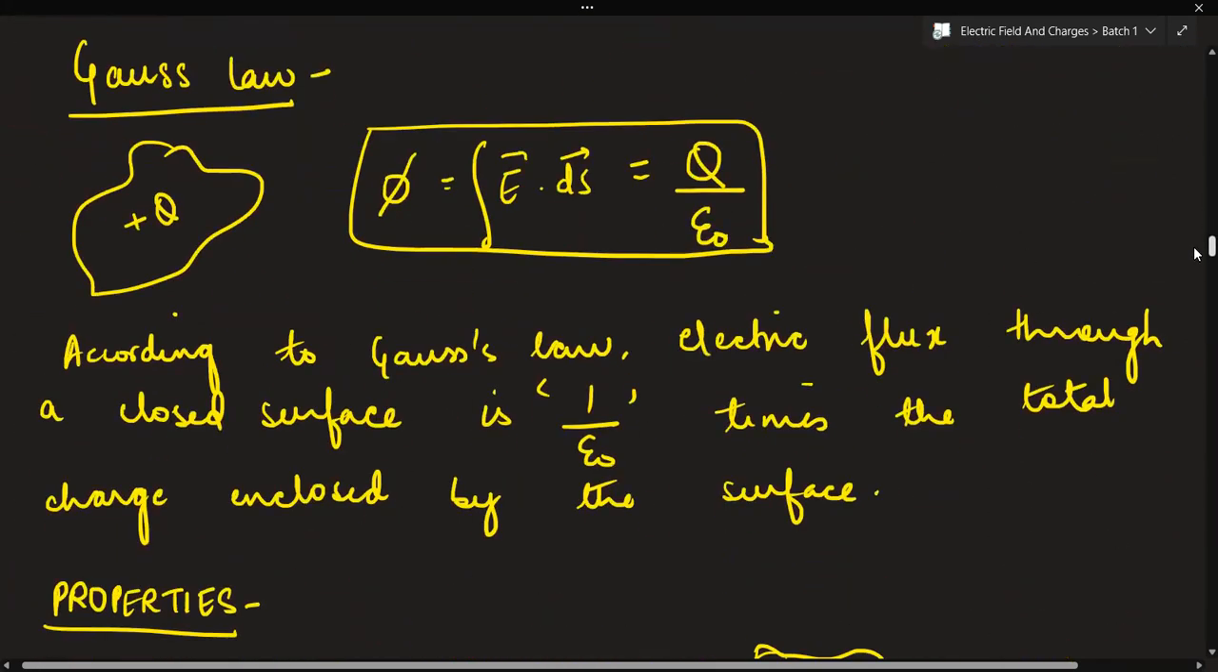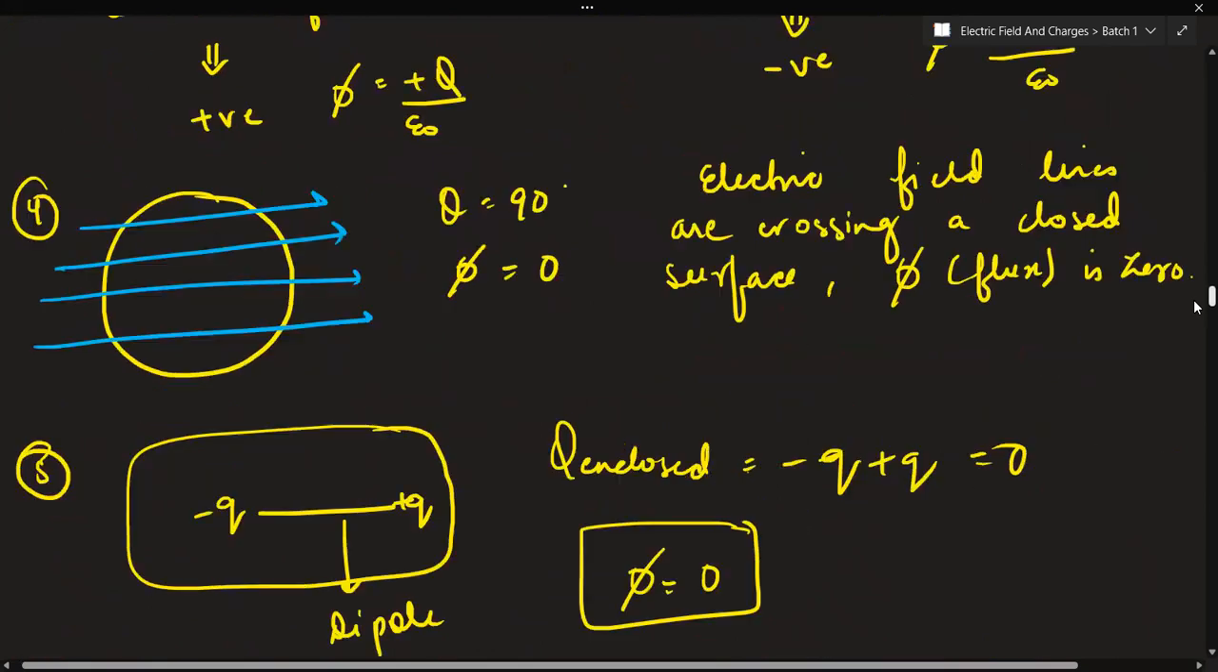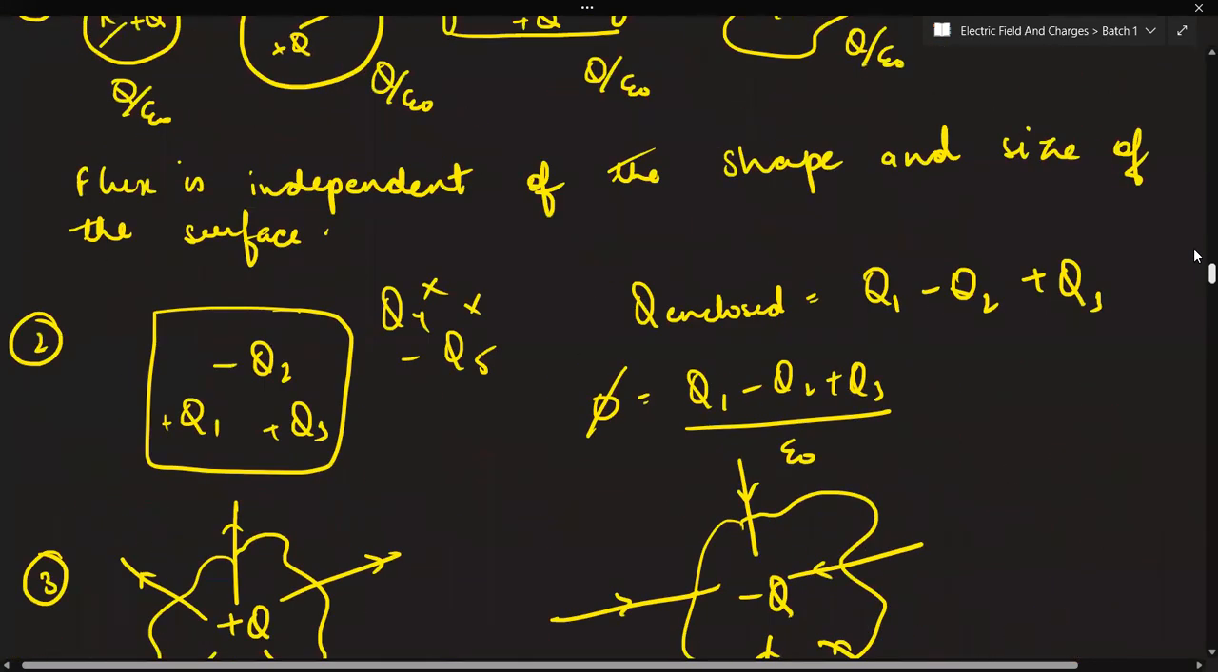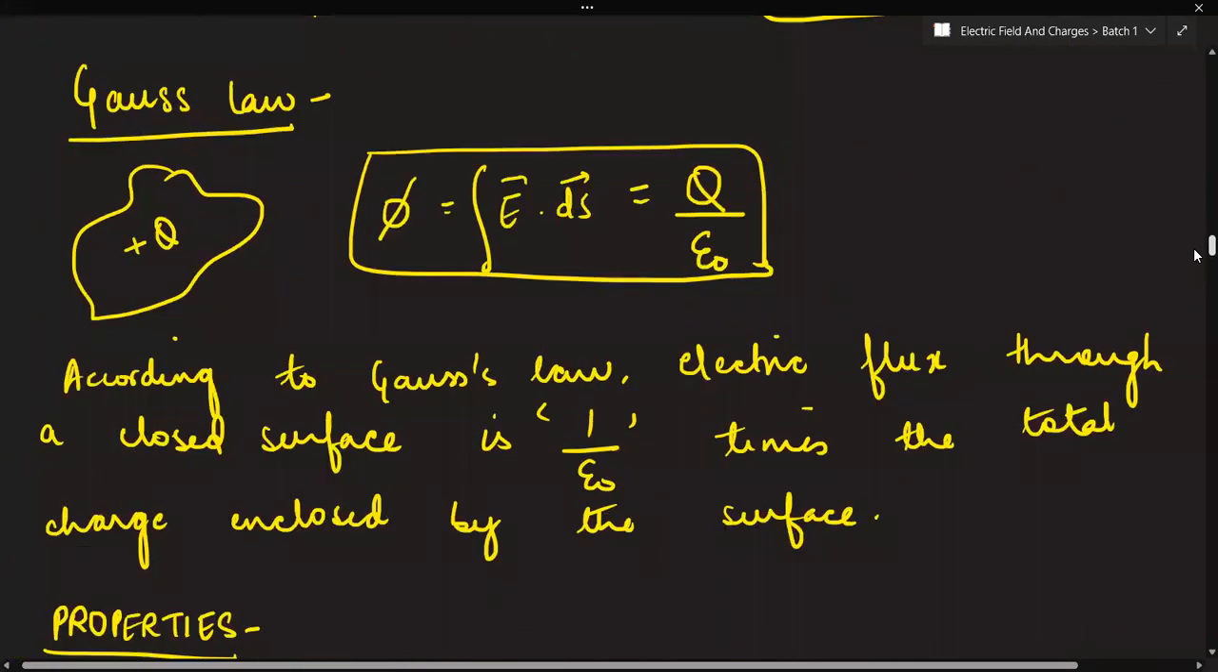Now Gauss law, whenever it is asked, if it is asked in 1 marker only, then write the statement. If it is asked for more than 1 mark, 2 marks or 3 marks, then you have to mention the properties along. Then only you will get a good score. Otherwise, you will get just half or 1 mark only for writing the law. Law has 1 mark, but properties will make your good combined answer.